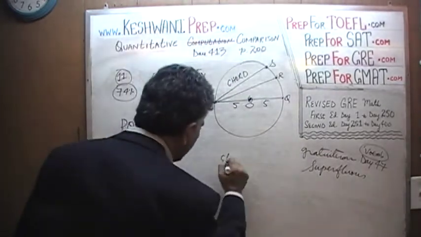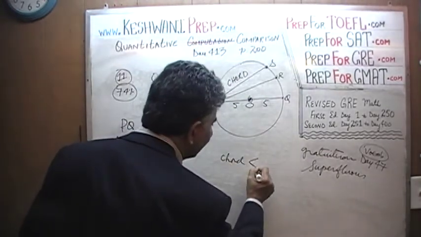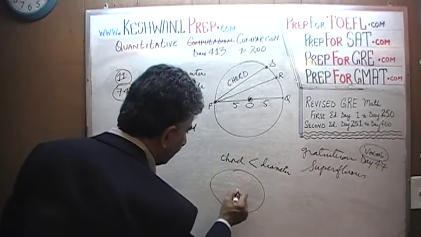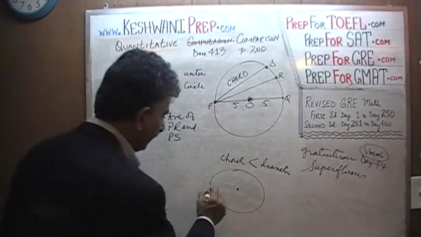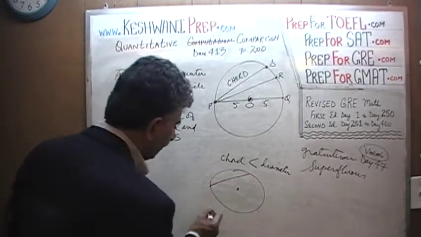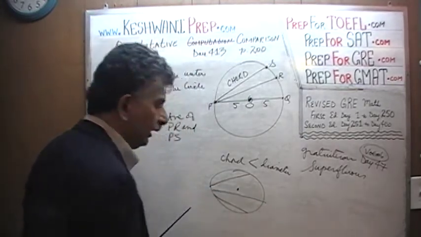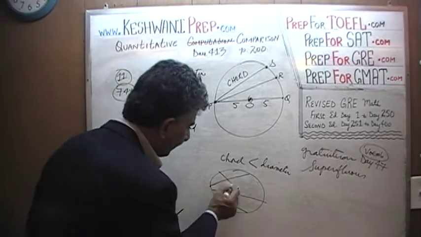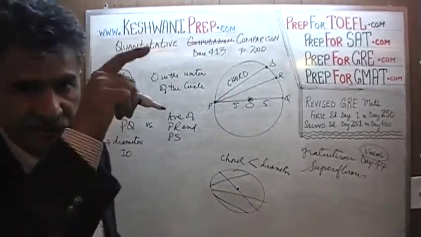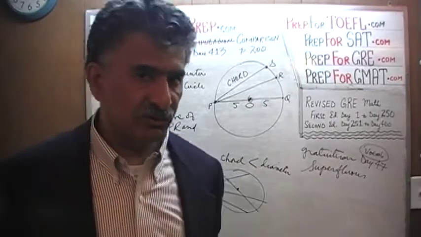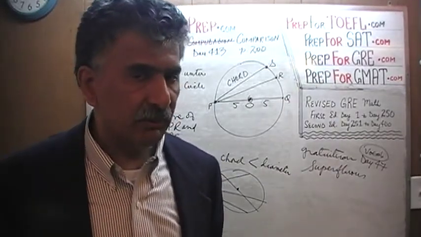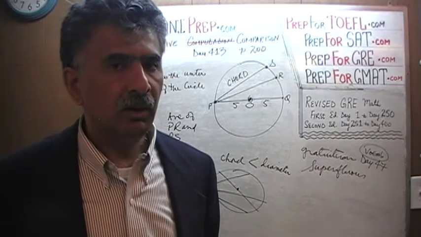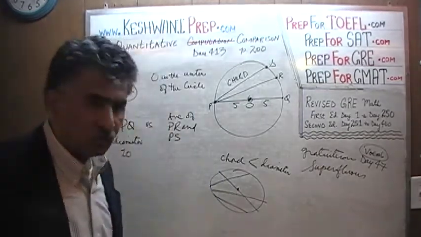And a chord of a circle is always shorter than a diameter. Always. That's what a chord is. A chord is something that does not go through a center. Here's a chord. Here's another chord. Here's one more chord. As long as it does not go through a center, it's not a diameter. It has to go through a center for it to be a diameter, which is the longest distance between two points on a circle. In order for that to happen, it has to go through a center.